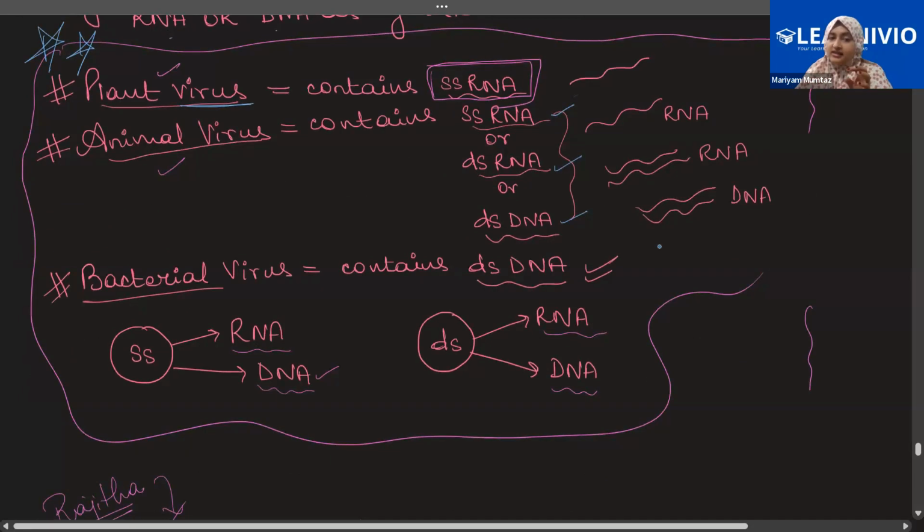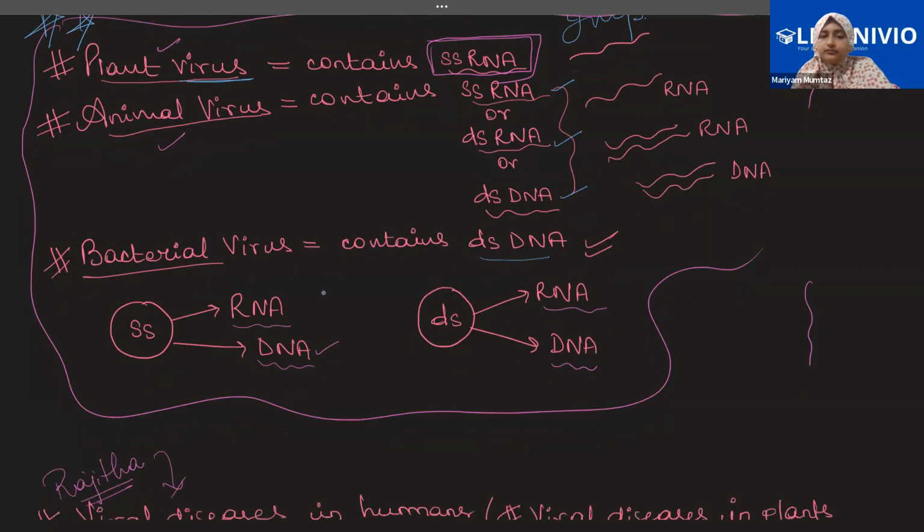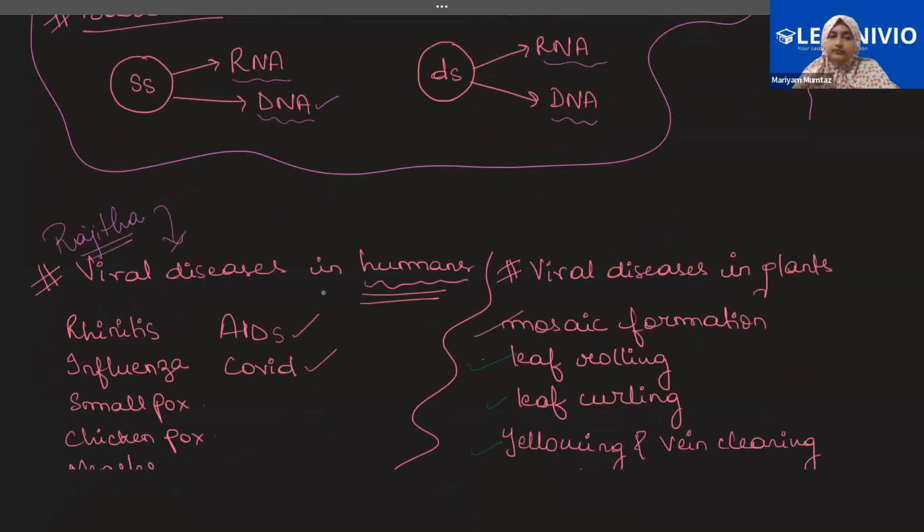Now, there are certain viruses that infect bacteria as well. Those viruses contain double-stranded DNA. So which type of genetic material is present in the virus is very important to remember. So I'm marking and writing here "important" so that you pay a little more attention to it. Single-stranded, double-stranded is clear to everyone? Yes, ma'am. All right, very good.